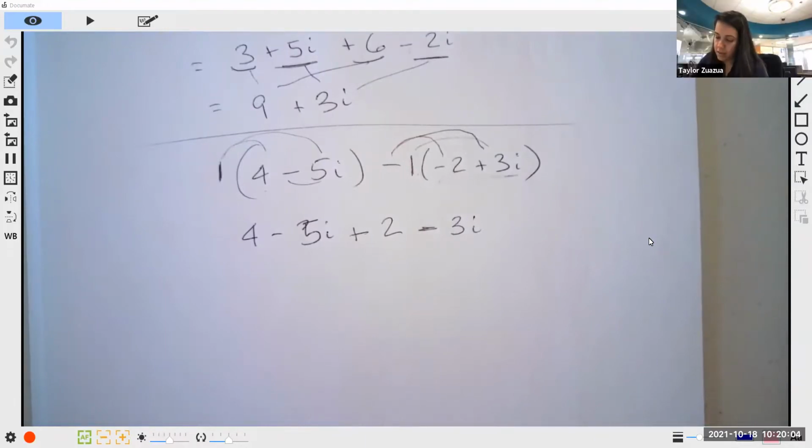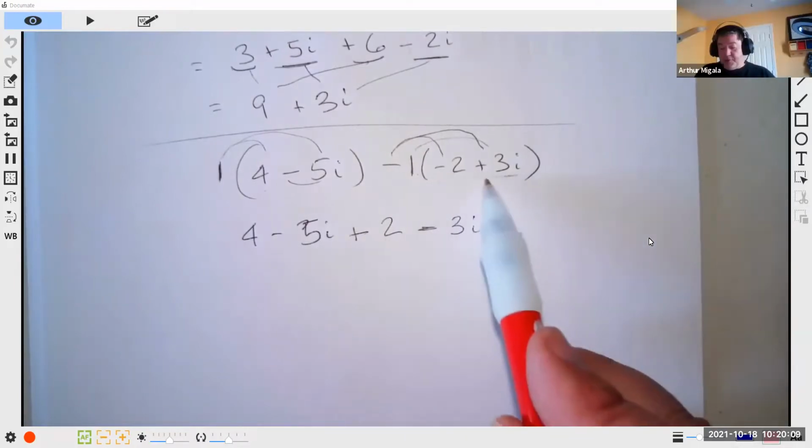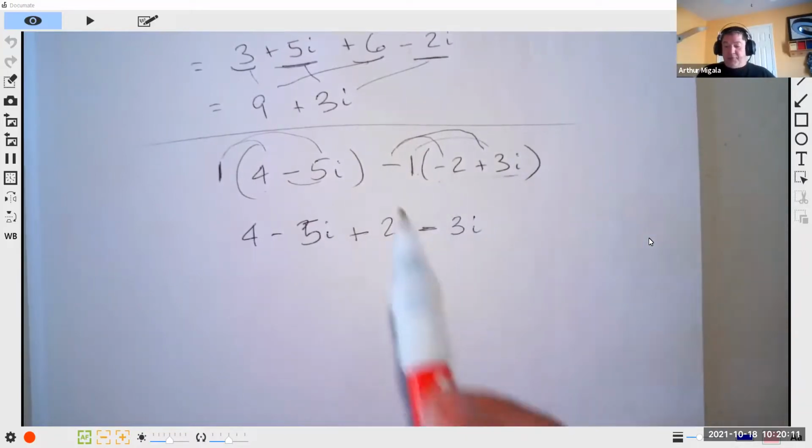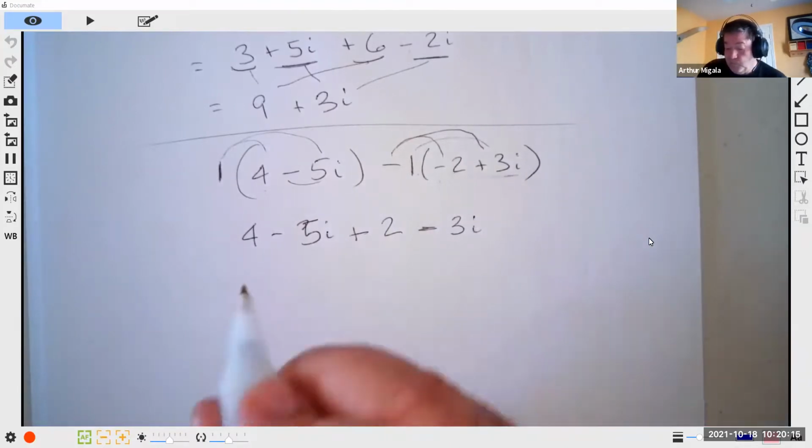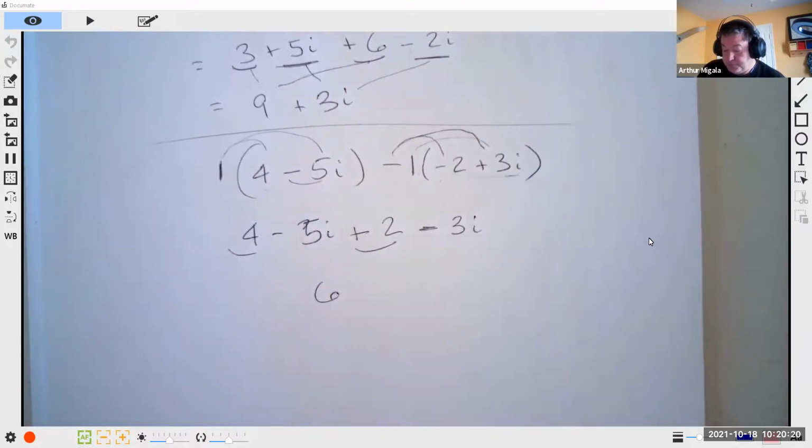Gotcha. So if it used to be a -2, it's +2. It used to be +3i, it's now a -3i. That's what a negative in front of a parenthesis does. Now combine like terms. 4 plus 2, 6.